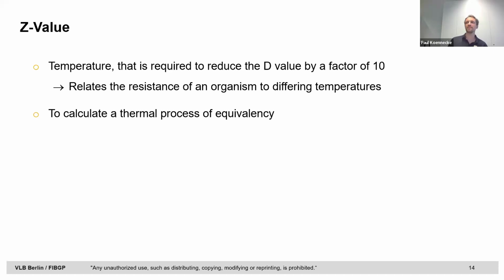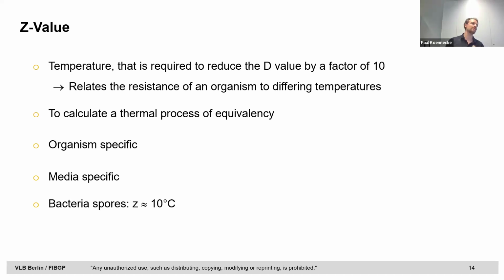And to calculate this, you always have to look at the microorganism, because the D value is microorganism specific, the Z value is as well, and it is also media specific. Bacteria spores normally, for example, have a Z value of 10.